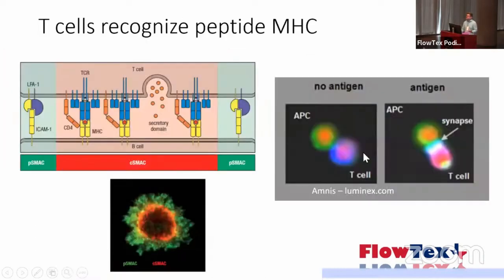T cells, however, unlike B cells, their antibody, their B cell receptor sticks to anything and everything. You can make it stick to a sugar. You can make it stick to a protein. You can make it stick to, I don't know, a bead, I guess. You can make those stick to whatever you want it to. T cells, on the other hand, they need something.